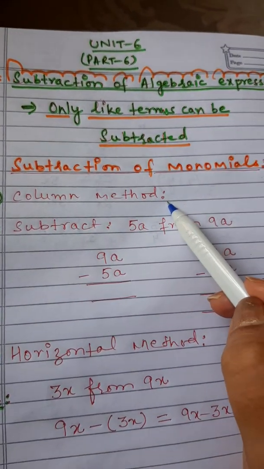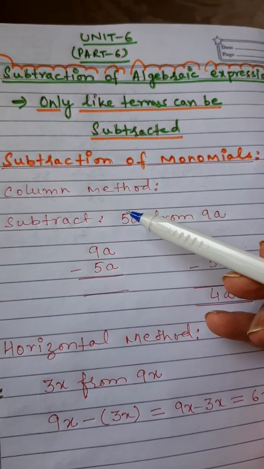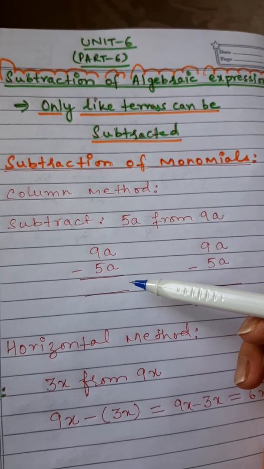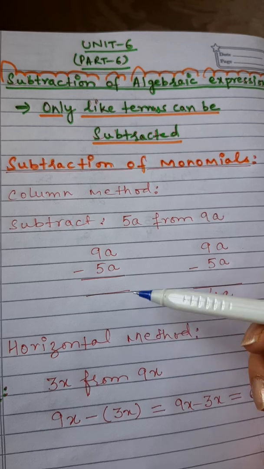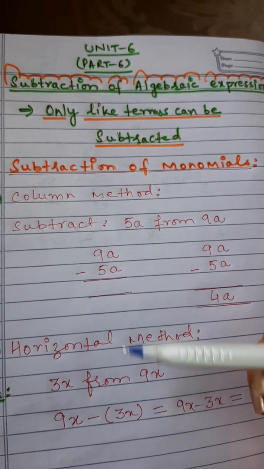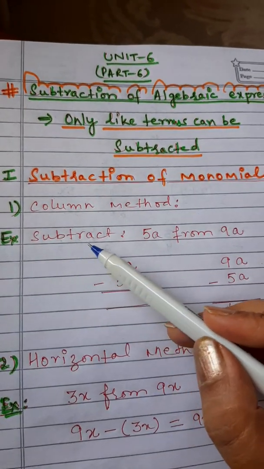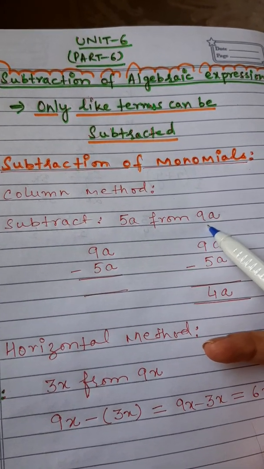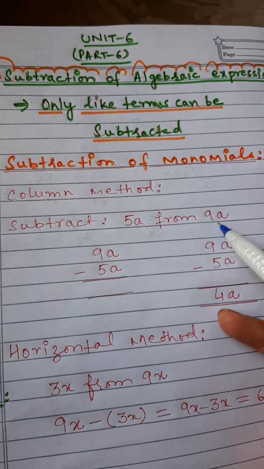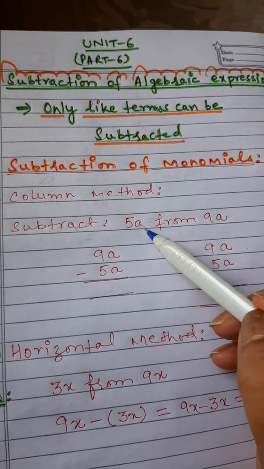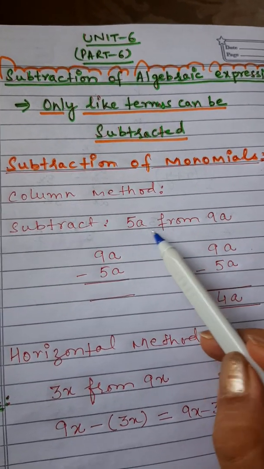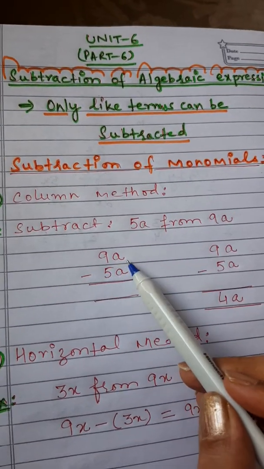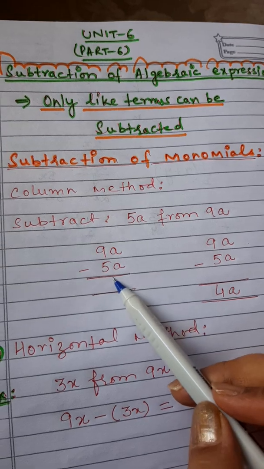In column method we follow the same pattern for subtraction as we have done in addition. Let us understand this by taking this example. Subtract 5a from 9a. Now the expression is 9a and 5a. We know that 5a has to be subtracted from 9a. So we have to write 9a at the top and below it 5a.